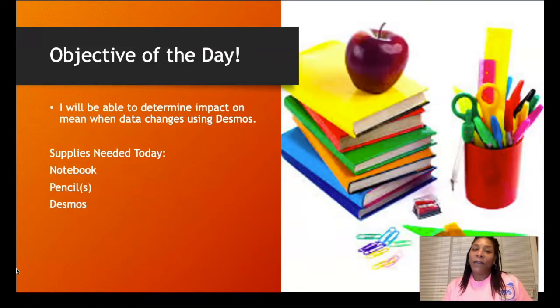Our objective of the day: I will be able to determine the impact on mean when data changes, and we're going to be using Desmos. So supplies you will need today: our notebook, our pencils, and of course our Desmos application. So go ahead and gather your materials and let's get started.